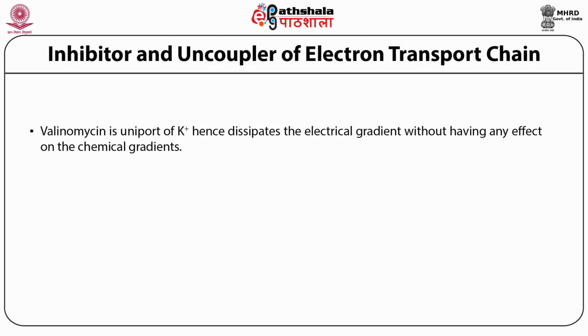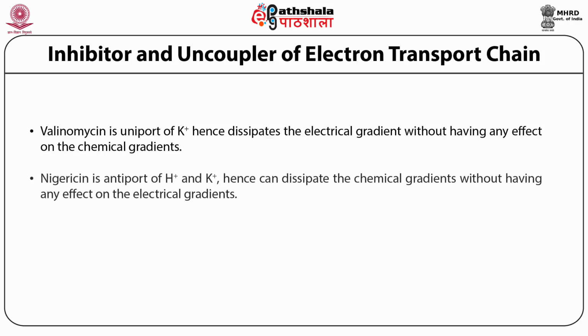So valinomycin is a uniport of potassium, hence it will disrupt only the electrical gradient without having any effect on the chemical gradient. Because if you add valinomycin in the outer mitochondrial membrane, it will allow potassium to move from the intermembrane space to outside the mitochondria. So what happens if a proton moves from the matrix to the intermembrane space? In the intermembrane space, it creates positive charge, it creates a pH difference. But because we are moving one potassium from the intermembrane space to outside, that positive charge is dissipated.